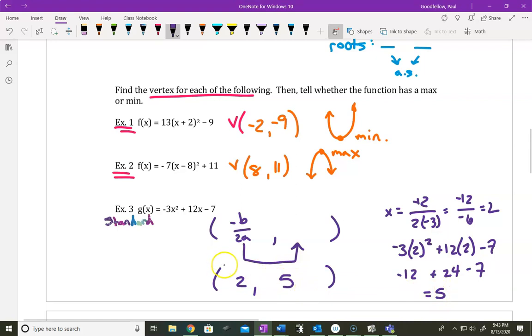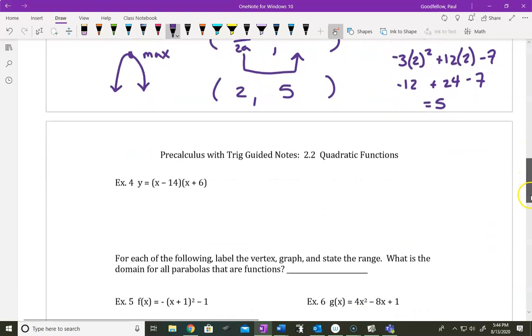Now, is it a min or a max? Well, the parabola is a downward parabola based on the negative value of the front coefficient, so ultimately it's going to be a max. See, standard form, it's more work, but it's doable. You can get it done.